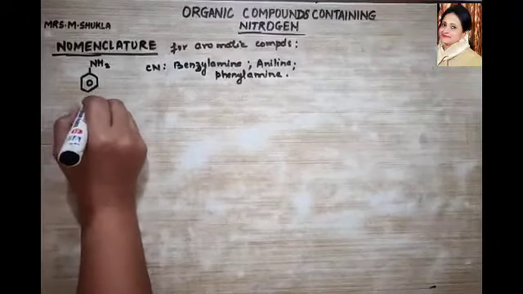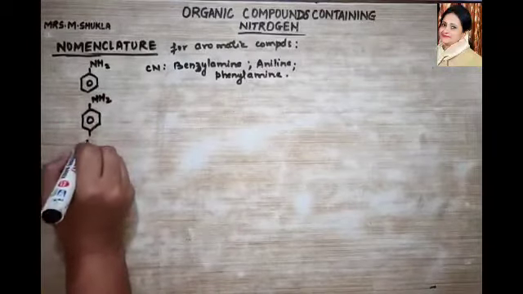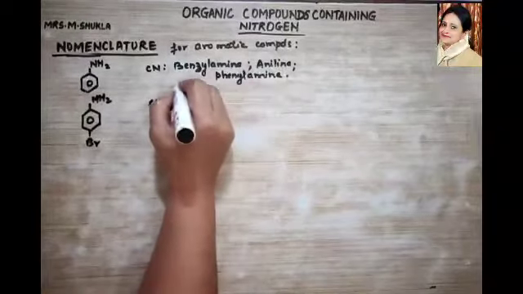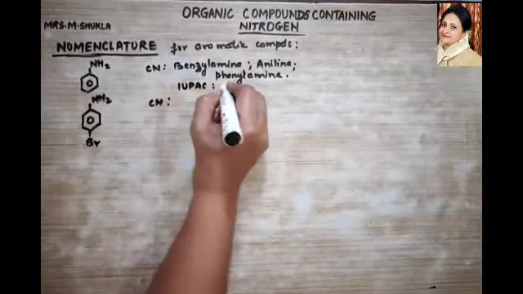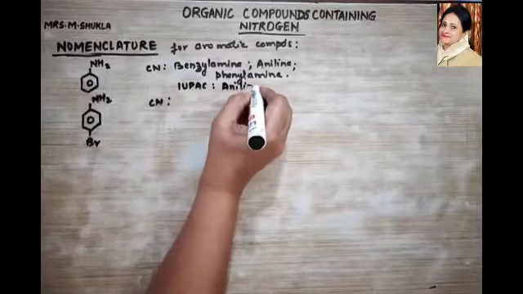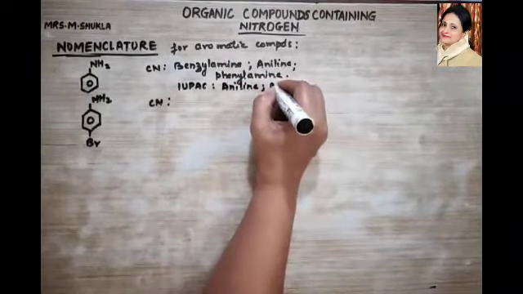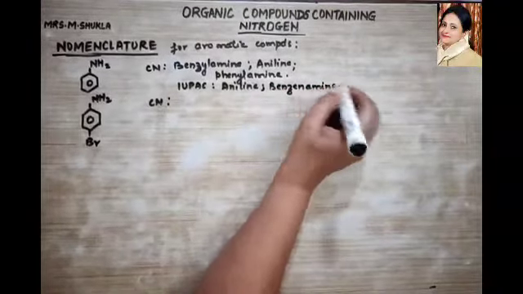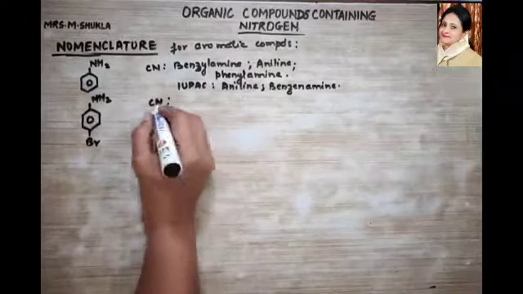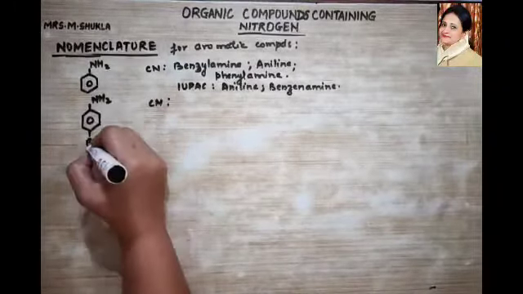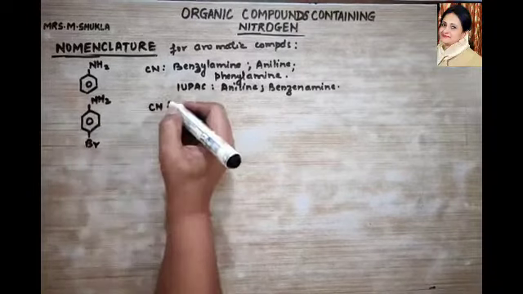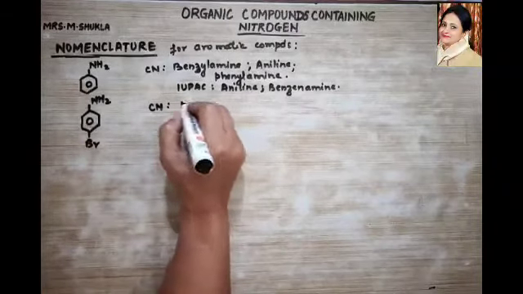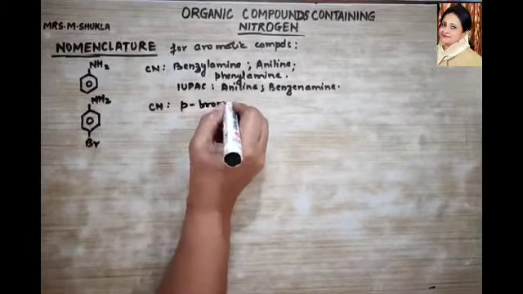Let's take another example. This structure, NH2 with Br. I forgot to write down the IUPAC name. The IUPAC name for this will also be aniline. This is an IUPAC name also, and it can also be called benzene amine, benzamine. Then next to this figure, what was the position of bromine? At the para position. So the common name of this structure, because at para position we have bromine, can be written as para or p-bromoaniline.